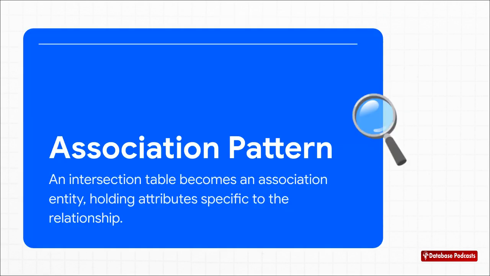And this brings us to our next pattern, the association pattern. Basically, our intersection table just evolves. It becomes an entity in its own right. So the quotation table doesn't just link part and company anymore. It also holds attributes like price, which only makes sense in the context of that specific relationship.